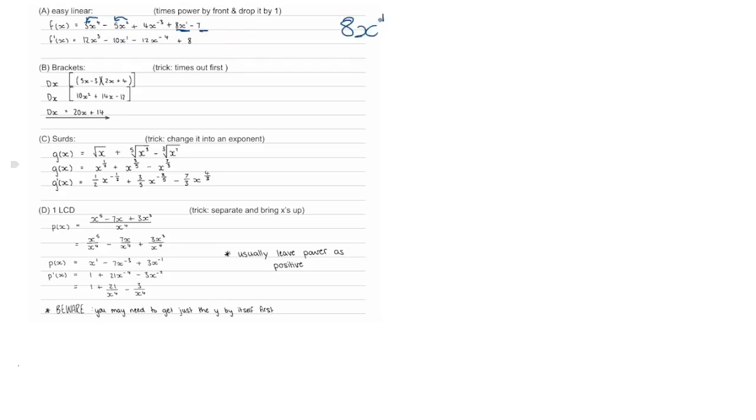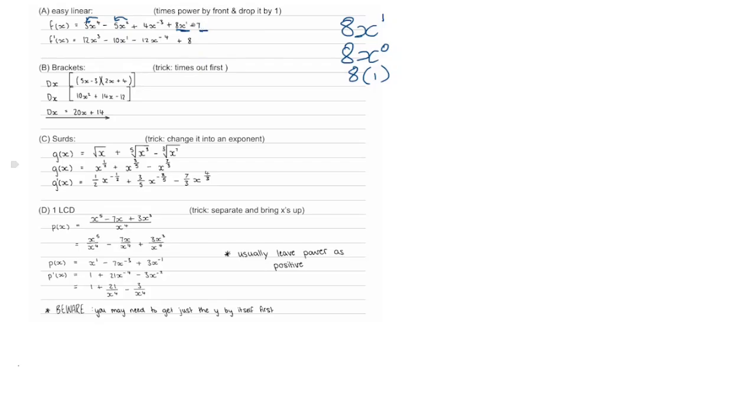If you have something like this here, and this, just to tease it out, 8x to the 1. If you times the power by the front, you'd get 8, and you drop the power by 1, you end up with 0, and so it becomes 8 times 1, and that's why whenever you have an x term, it just becomes that number. It just becomes the coefficient.